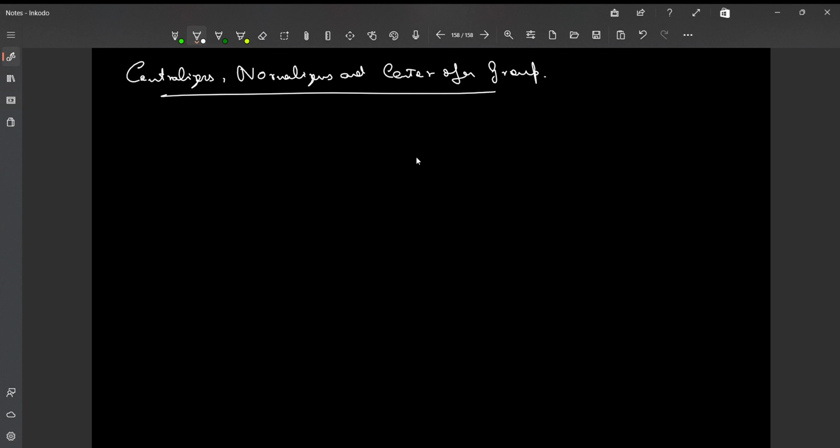Let us now give three very major examples of subgroups. These are called the centralizers, normalizers, and center of a group. Centralizers, normalizers, and center of a group. Okay, so we start with a group. Let G be a group.